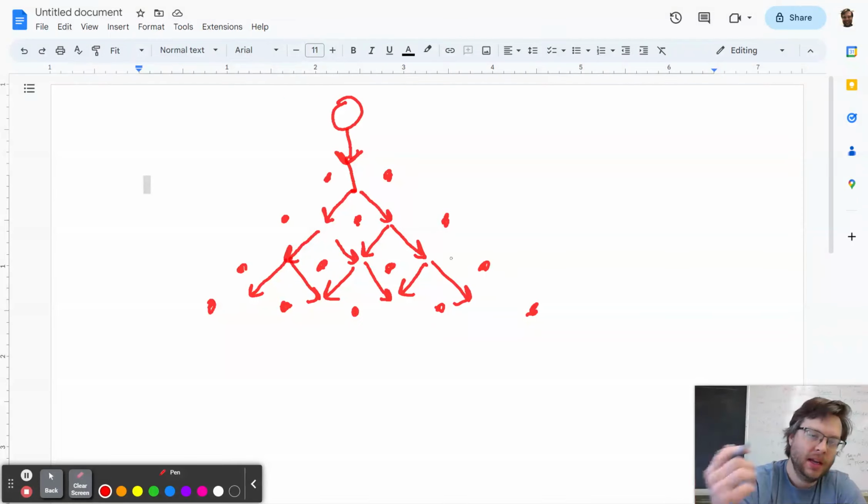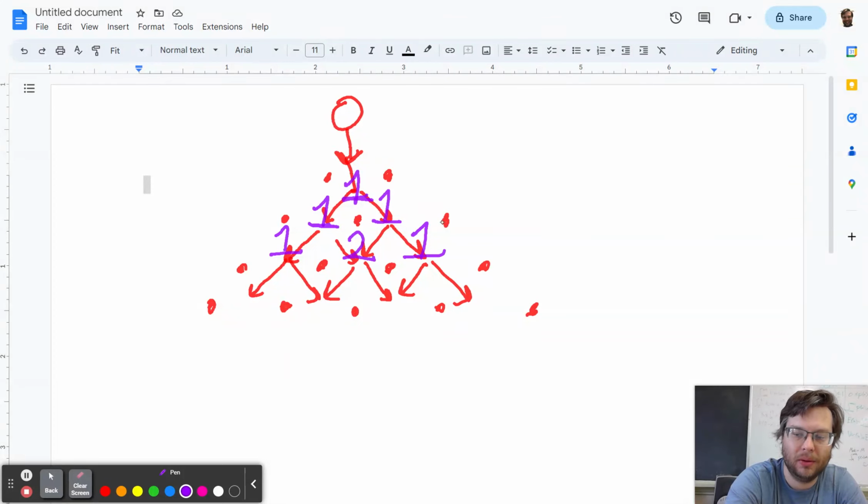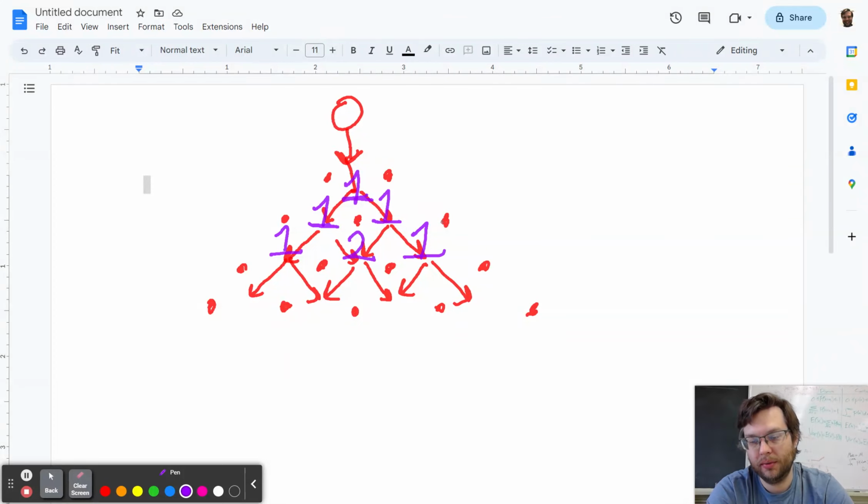So let's start writing some numbers here. I'll use purple. There's only one way you can get right here. Then there is only one way you can get here and one way you can get there. There is only one way you can get here. It has to go left and left. But there are two ways you can get there in the middle because you could have gone left then right or right then left. And there's only one way you can get here. It had to be right, right. Or if we were flipping a coin, it had to be tails, tails, for example.